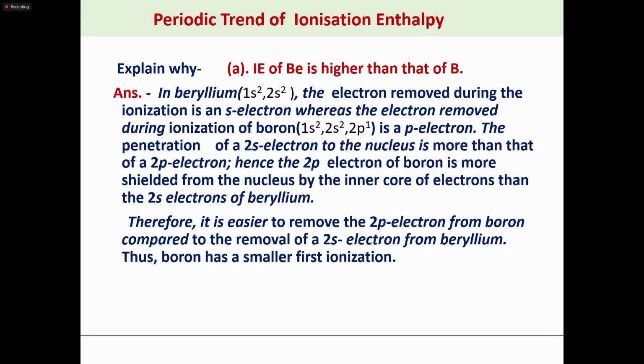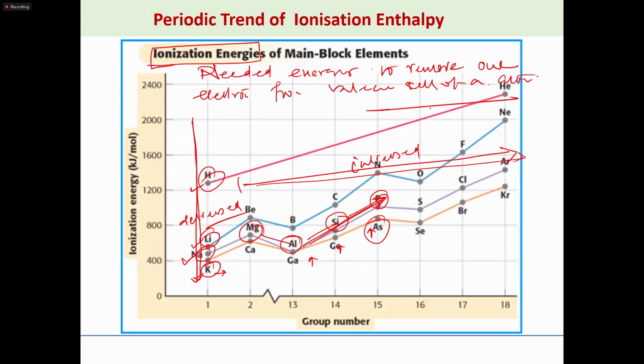Now this question is here. The ionization energy of beryllium is higher than boron. Now the question is why. If you see this trend, here this is beryllium, here this is boron. This beryllium has higher ionization enthalpy than this boron.